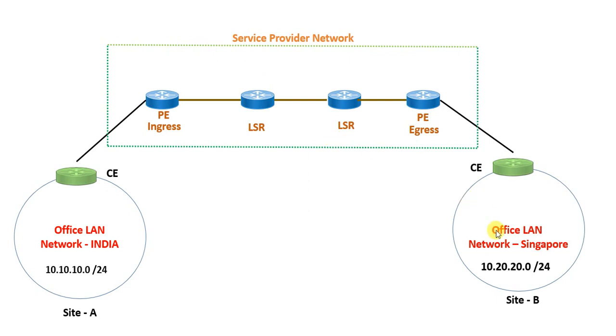Say, for example, for the network 10.20.20.0/24, this router may generate one label and assign it, let it be 300. This router has generated some other label for this particular network, let it be label 200, and this router may have generated some other label, let it be label 100.